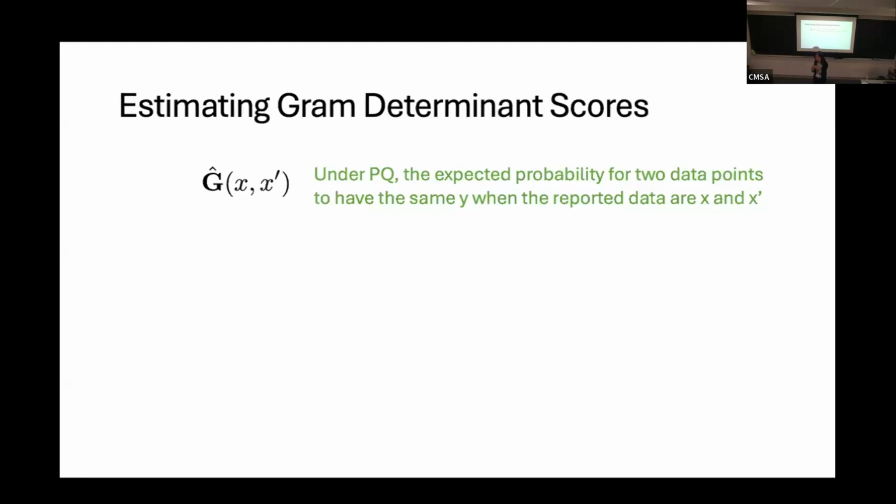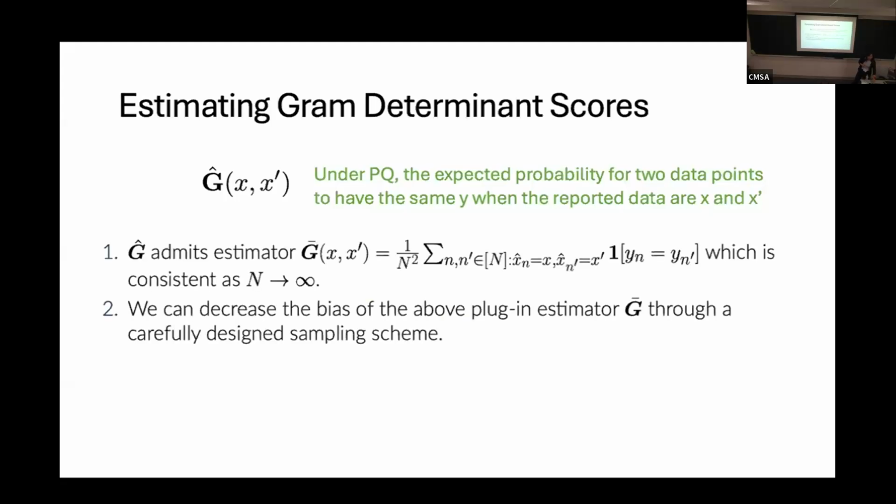Then this element in this Gram Determinant matrix captures that if we have a data point that has a reported value of x, and another data point has a reported value of x prime, what's the probability that their associated y actually has the same value? So this is the probability of agreement under a fixed manipulation strategy. That's what this matrix is capturing. And we do observe the empirical agreement from the data, from the x hat and y. So that's why we can just naively take that and do the estimation.